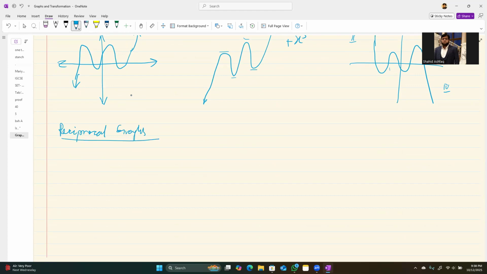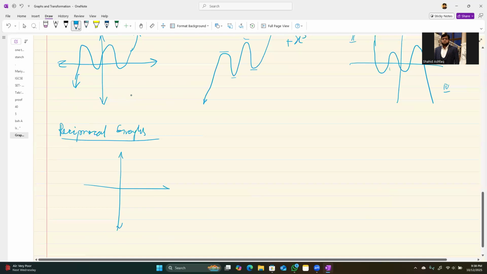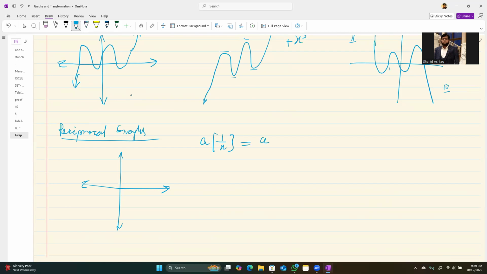Now, reciprocal graphs have their own criticality, but we need to understand that A, the coefficient of any graph, is the critical thing. So let's say we have A times 1 over x, which makes A over x. Now, 1 over x has an asymptote, and that's where we look at how my graph is going to look.